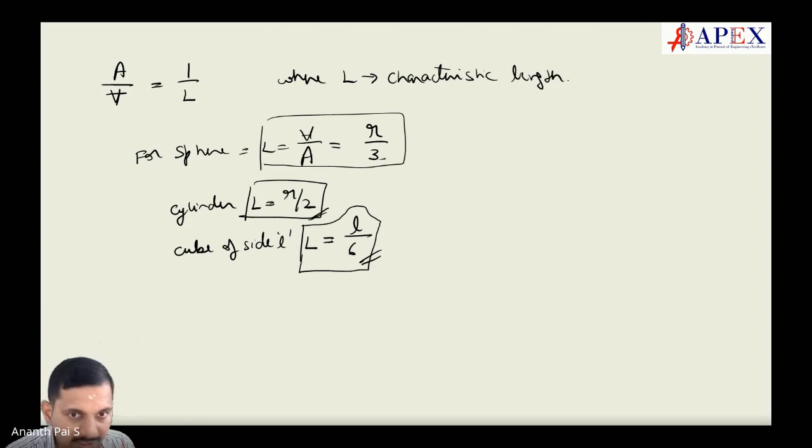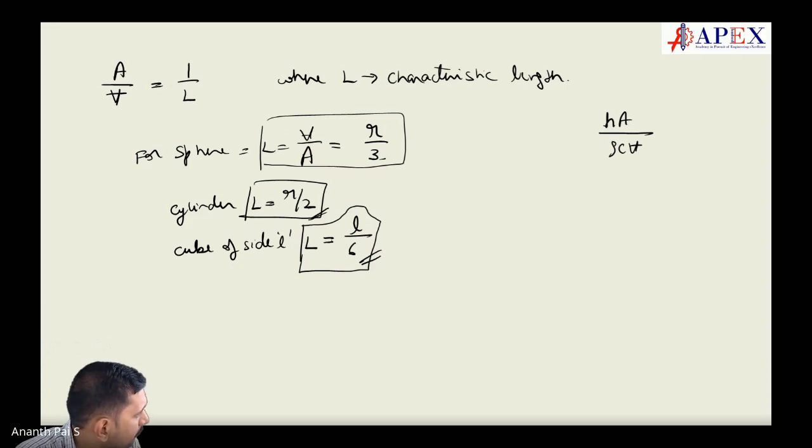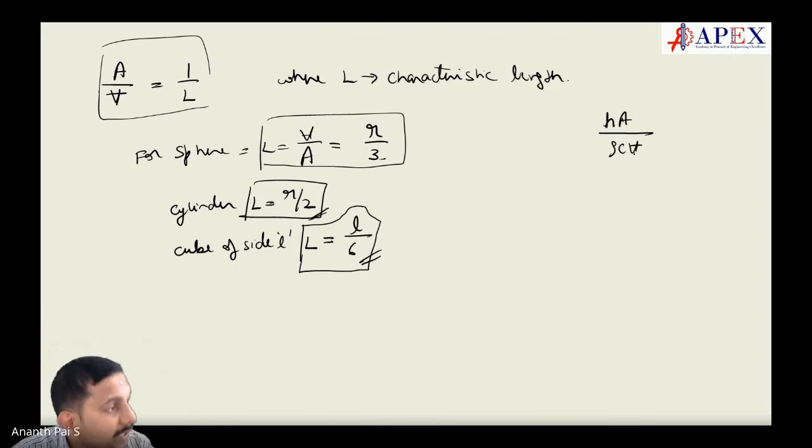This is the characteristic. Where does this come? A by V comes as hA by rho C V. In that, A by V comes, and A by V is 1 by L. Correct. So like that, we are going to change the transient heat conduction thing. Okay, done.